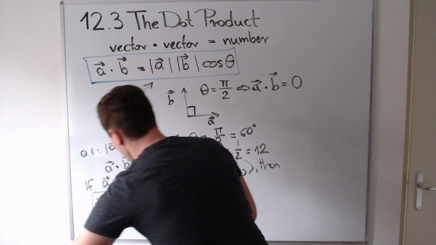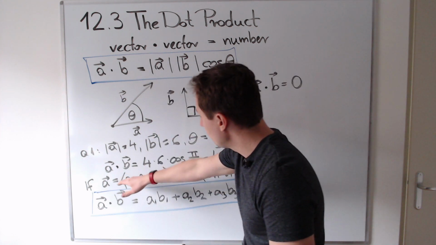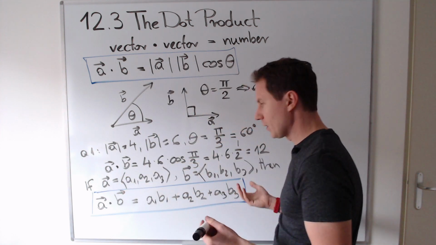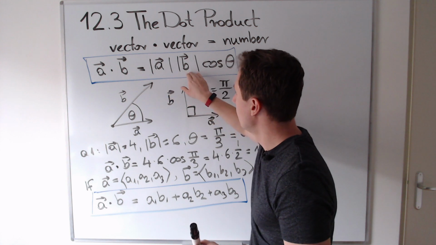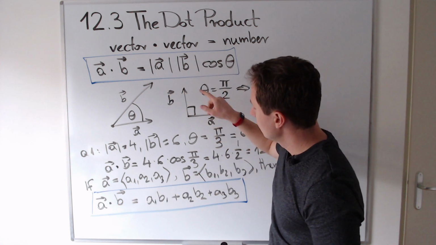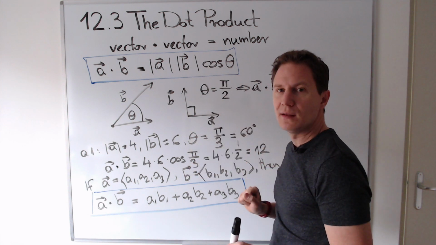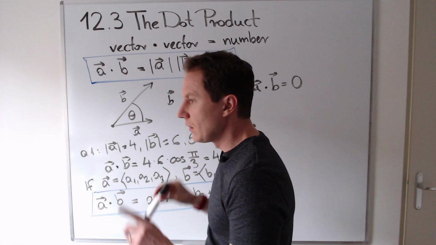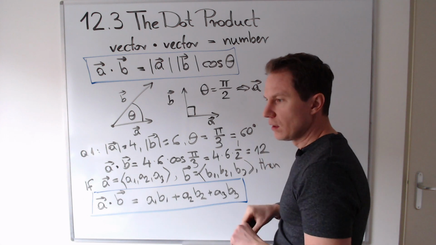And in fact, if you have the components of the vectors, you can compute their lengths, you can compute the dot product via that formula, and that way you can actually obtain the angle between the two vectors. Now before doing that, let me just give you a quick question.